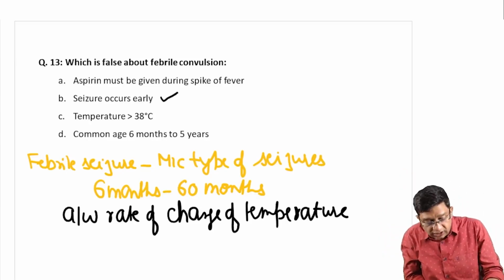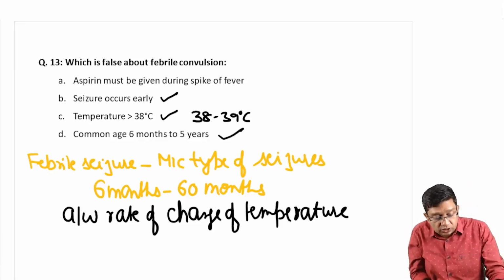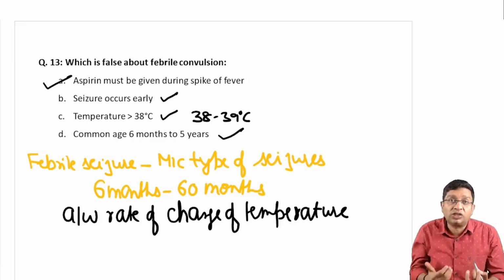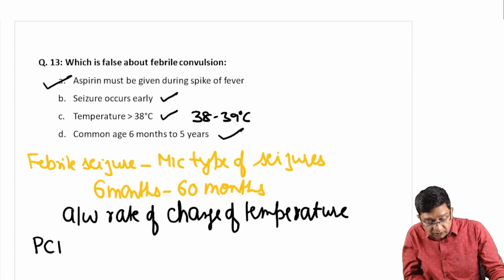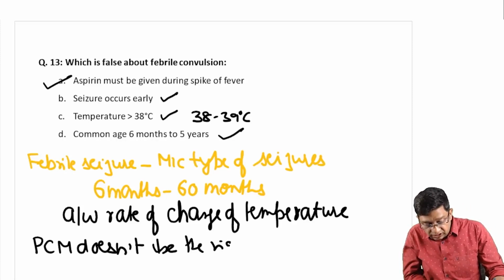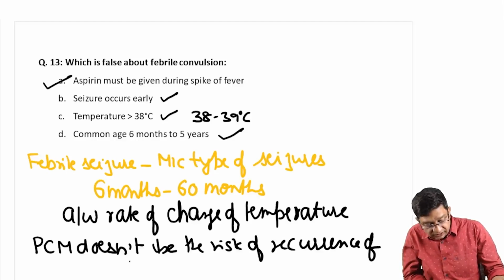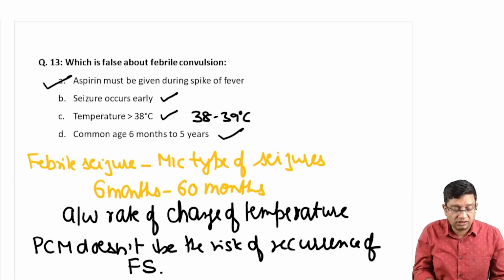The seizure occurs early, that is true. Temperature more than 38, yes. 38 to 39 degrees, that is true. Common age, this is true. Aspirin, no. Aspirin should not be given, because febrile convulsions are not related to actual temperature, they are related to rate of change. Paracetamol does not decrease the risk of recurrence of febrile seizure, right?